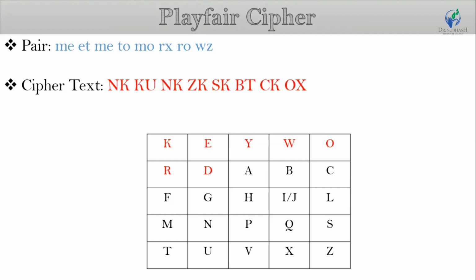This way we have found the ciphertext. I hope you can understand in which way the ciphertext is obtained. So this is how we can convert plain text to ciphertext using the Playfair Cipher. Now I explain one more example for the Playfair Cipher for better understanding.